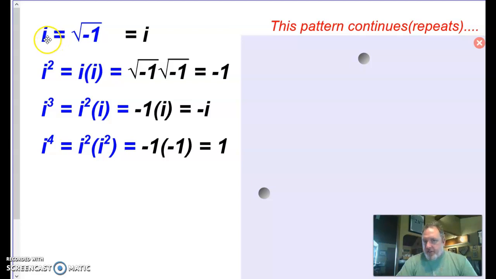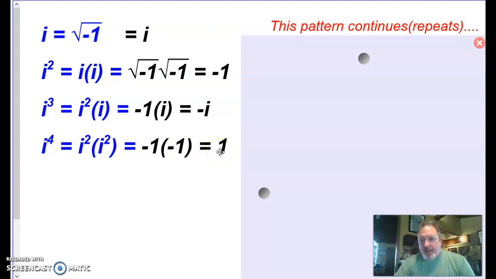So i to the first is just known as the square root of -1, but we'll refer to that as i. If you ever see the variable i, we refer to it this way, although what it technically equals is the square root of -1. i squared is i times i, and if we take a square root times itself, it's going to equal that number. So i cubed is really i squared times i, so -1 times i, negative i. And i to the fourth is really i squared times i squared, which is -1 times -1, or +1.